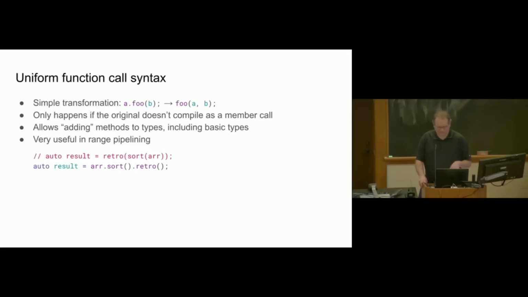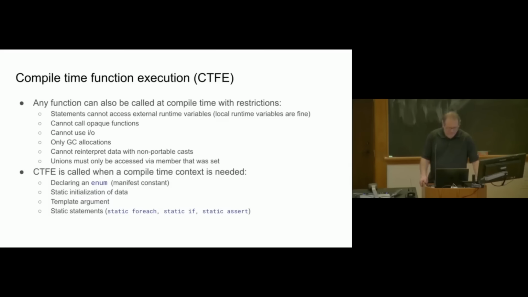If you remember from the previous slide, we had this inside-out writing of how things happen. Instead of that, we can write it the second way, where we just say array gets passed into sort, which then gets passed into retro. And you can read that very easily and write it easily. It just makes sense. And because D allows you to omit empty parentheses, you can also write it this way, and it's basically the same thing. So you can write a nice long range pipeline, and it reads very well.